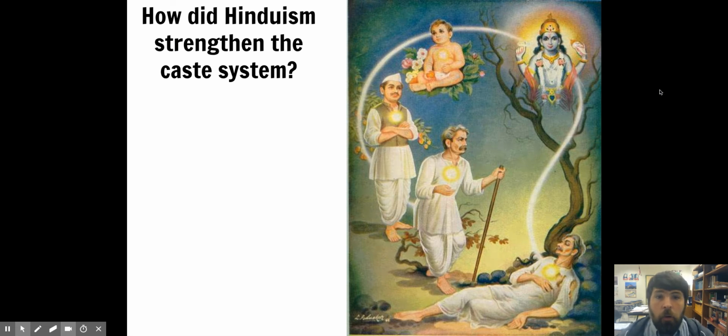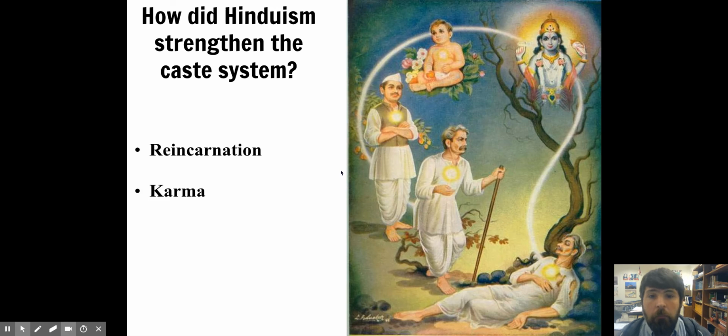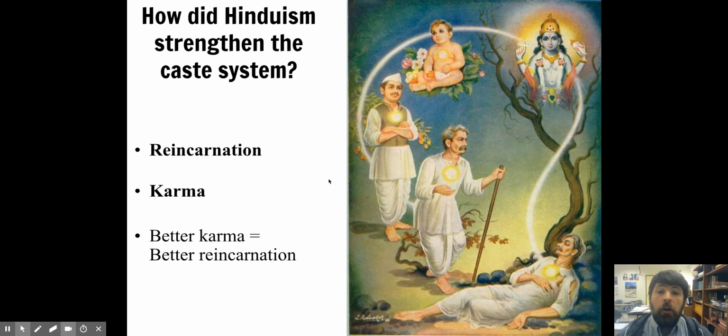So Hinduism is important in Indian society because it helps to strengthen the caste system. So I want to talk about how. Hinduism believes that people are reincarnated when they die, that when you die, you'll be reborn and your soul will move into a new body. And the kind of body that you're born into is going to be based on karma. Karma is the sum total of all the good things and all the bad things that you do in your life. You want to do more good things than bad things so that you can be reborn into a better body than the one that you have right now. The better your karma, the better your reincarnation will be. The worse your karma, the worse your reincarnation will be.